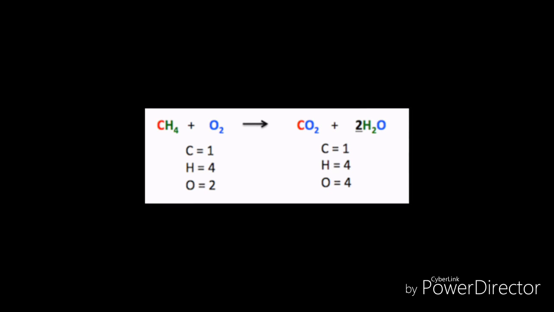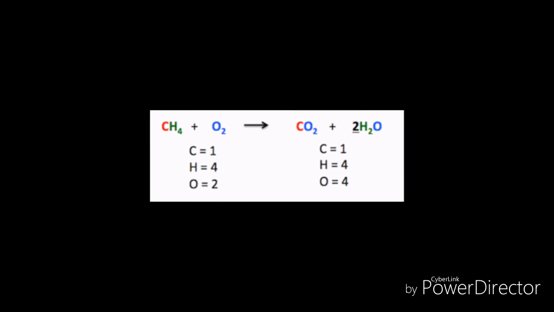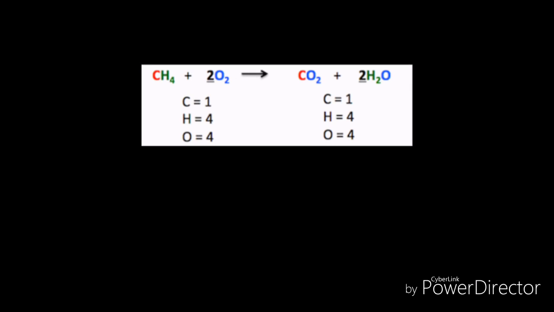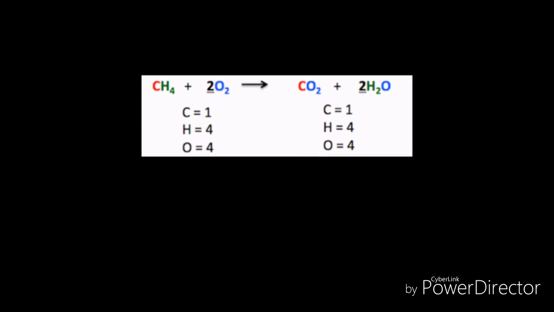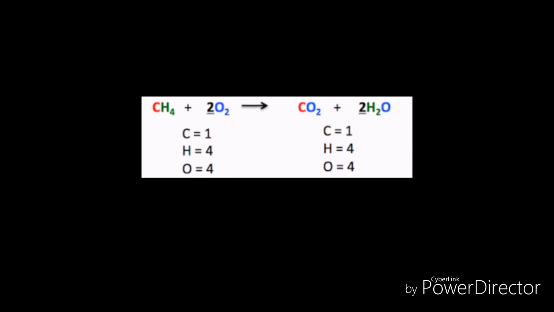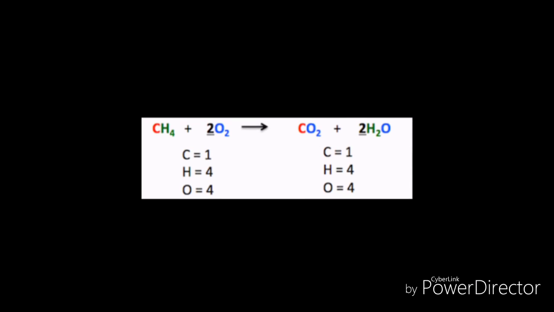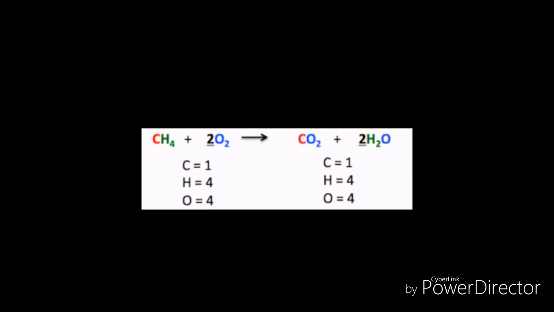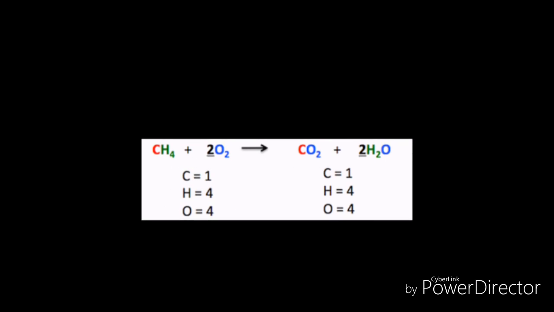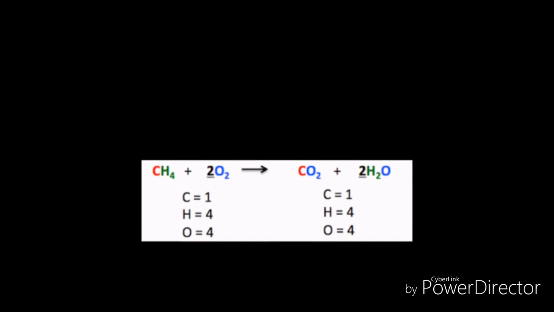There are 4 hydrogen atoms on the reactant side and 2 hydrogen atoms on the product side. To balance them, we put a coefficient of 2 in front of H2O. The hydrogen atoms are now balanced. Due to the coefficient of 2 in front of H2O, there are a total of 4 oxygen atoms on the product side. To balance the atoms on both sides, we put a coefficient of 2 in front of O2. The chemical equation is now balanced.